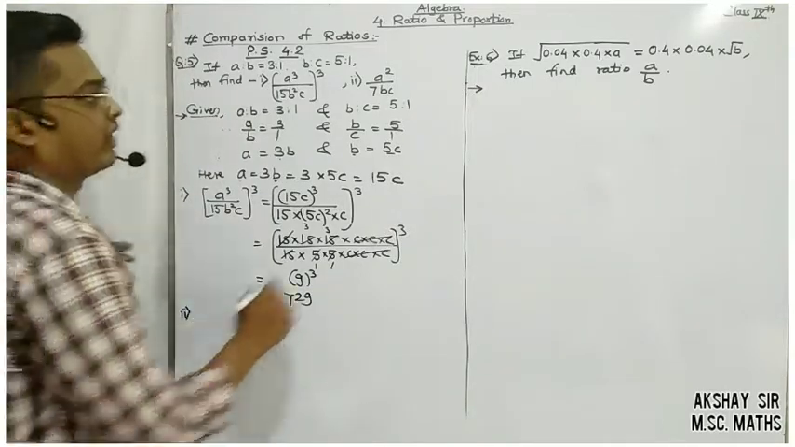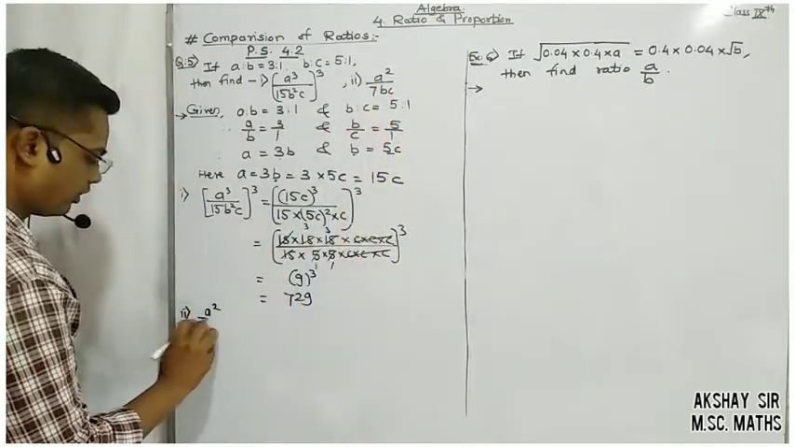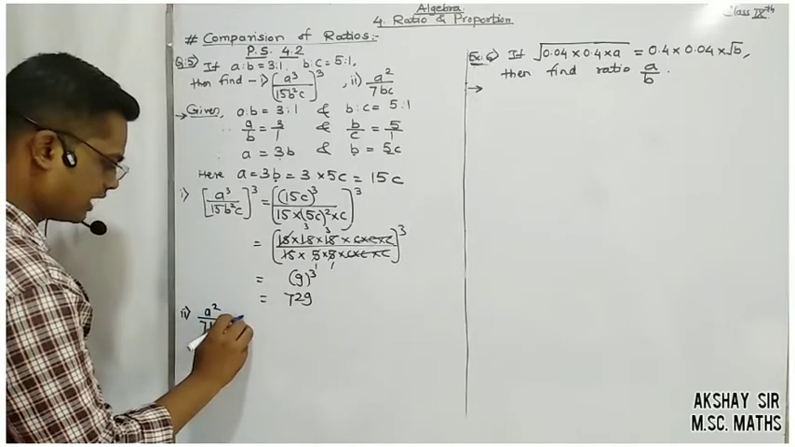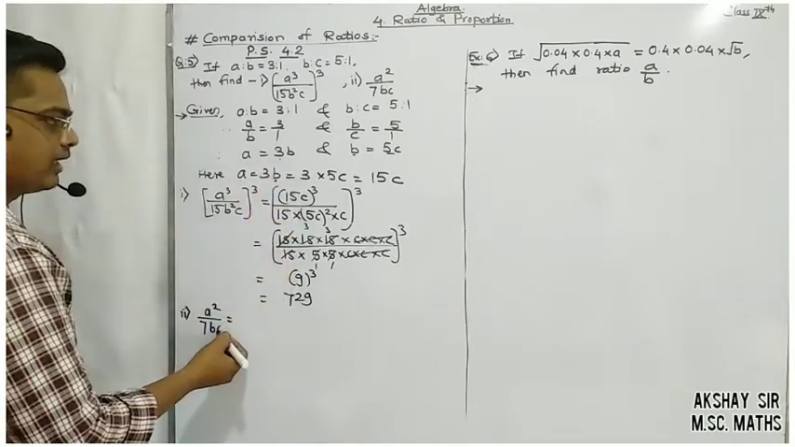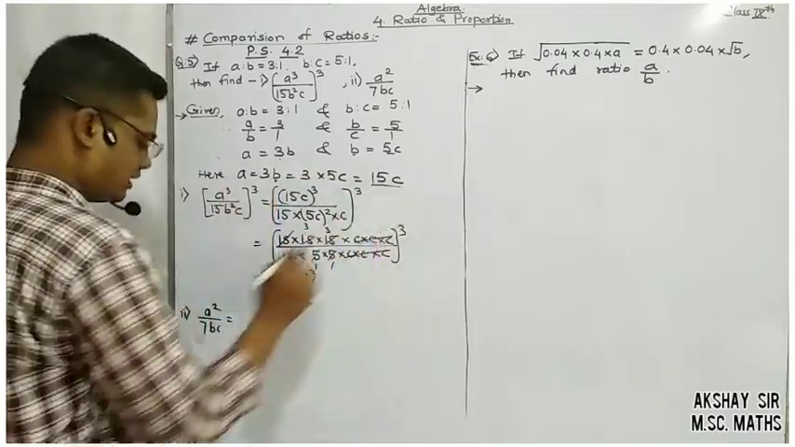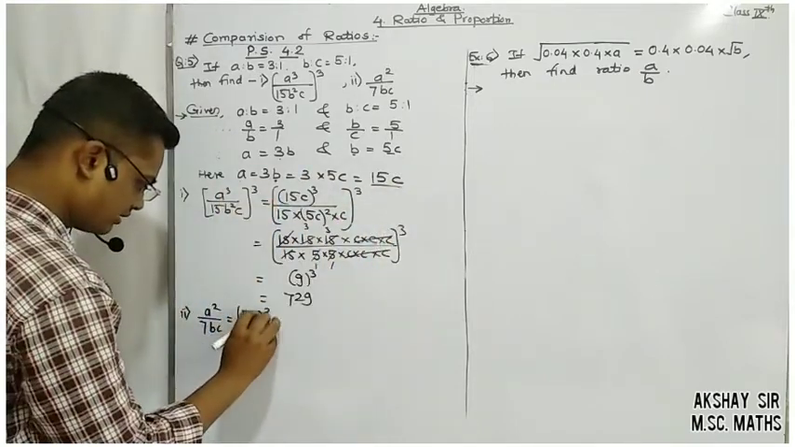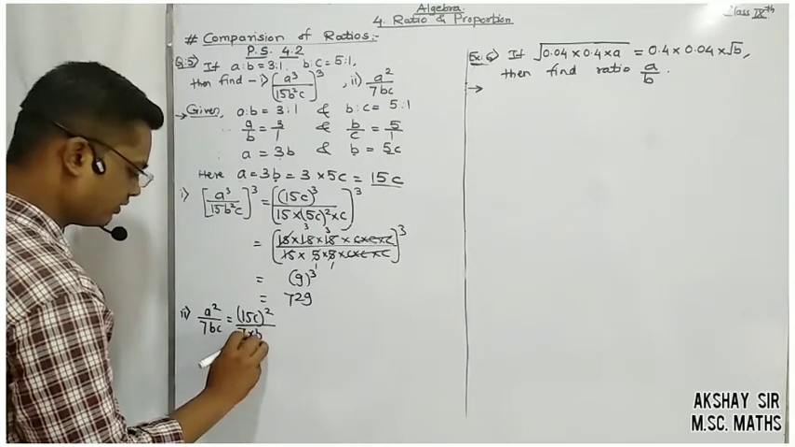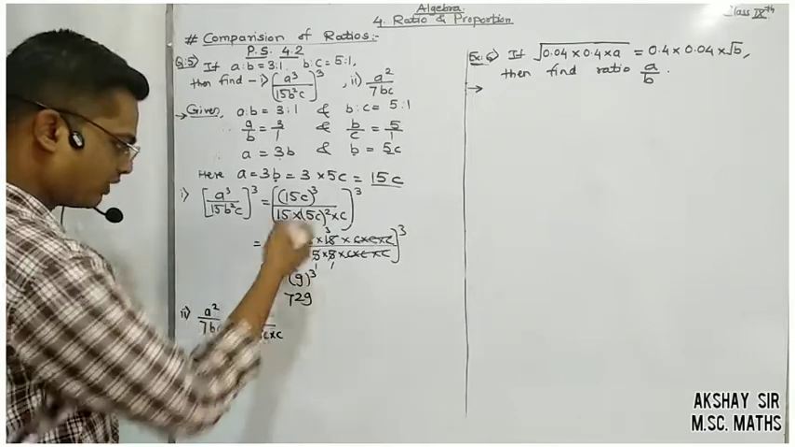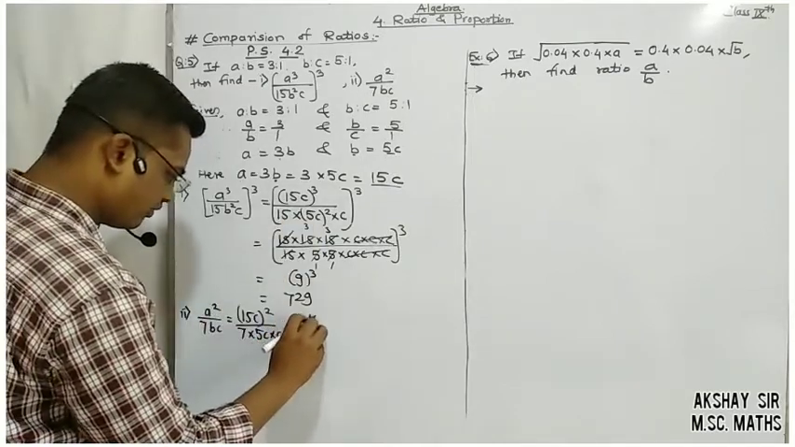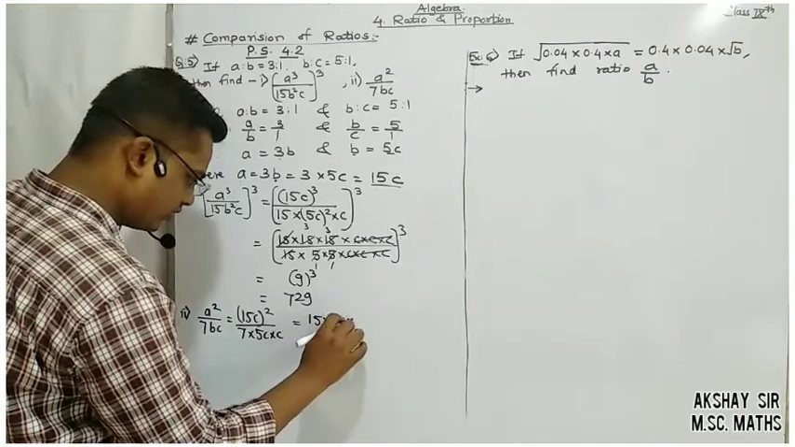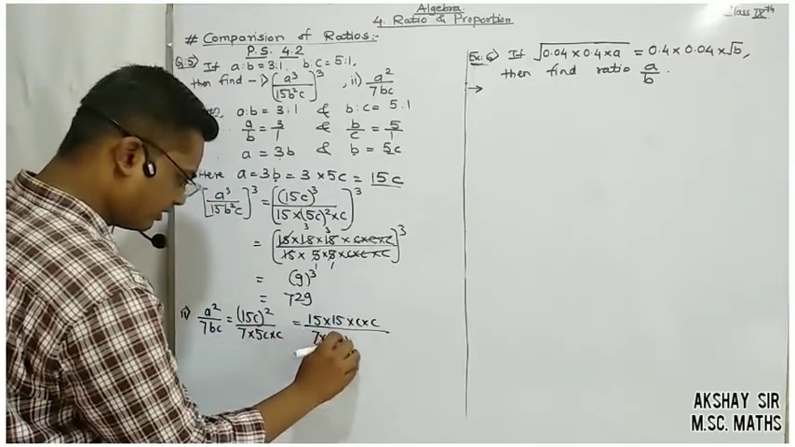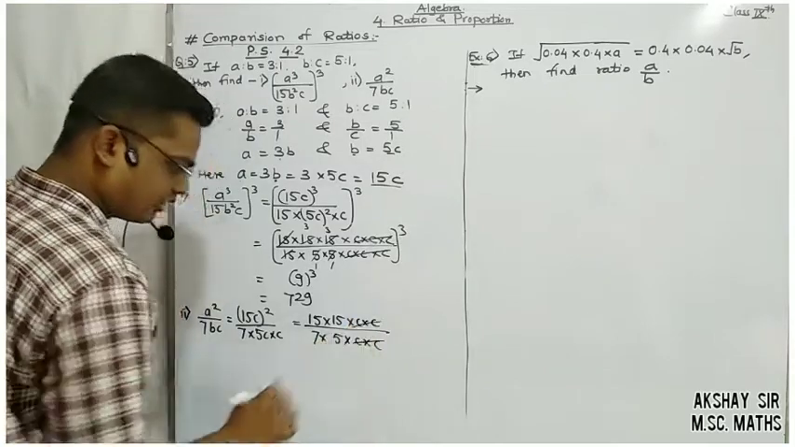Similarly we will find the value of the second one also, it is a square upon 7bc. So a square, that means put the value of a here, we will use a as 15c, so it will be (15c) square. In the denominator 7bc, that is 7 into b, the value of b is 5c, and into c. Again we will simplify like the previous example. (15c) square can be written as 15 into 15 into c into c. In the denominator 7 into 5 into c into c. c into c will get cancelled.